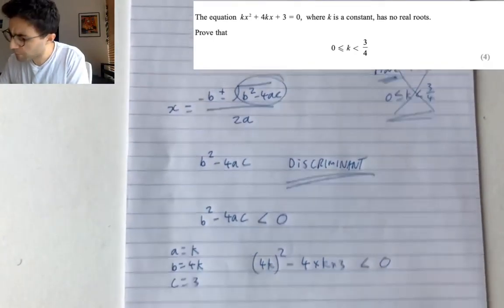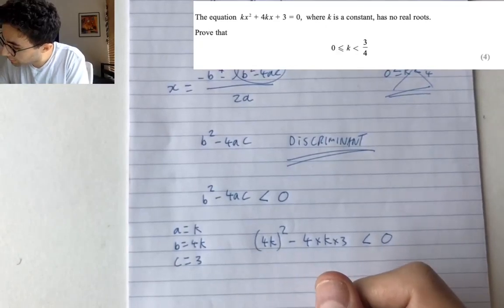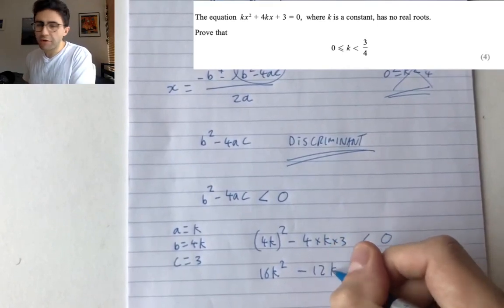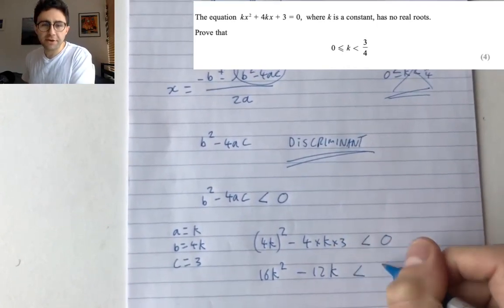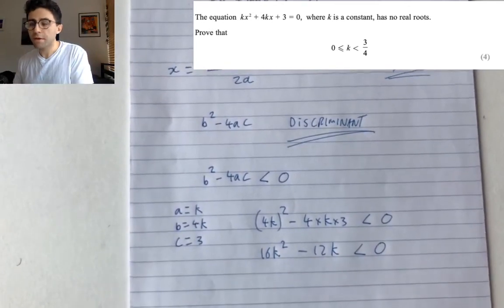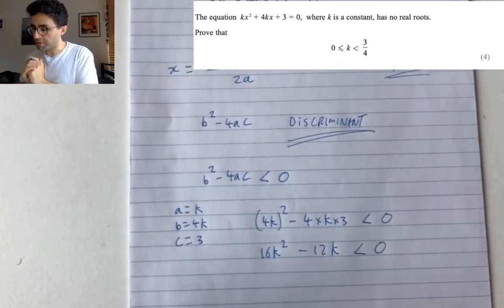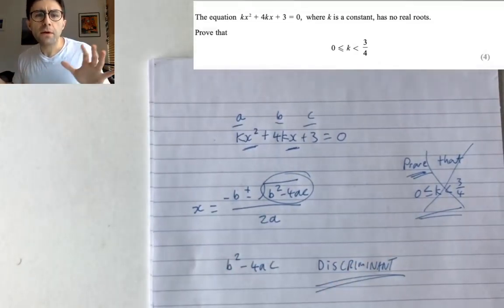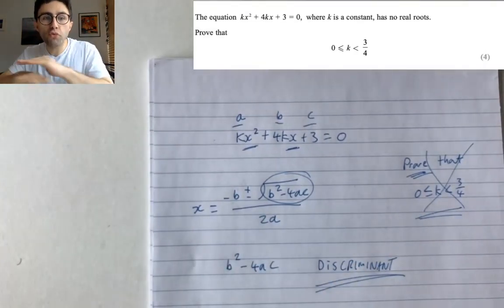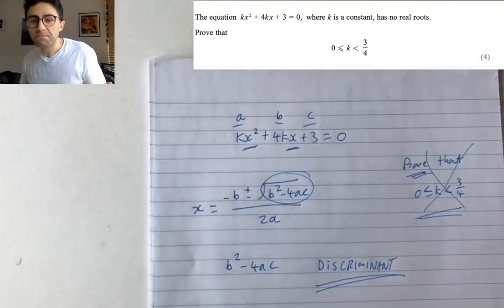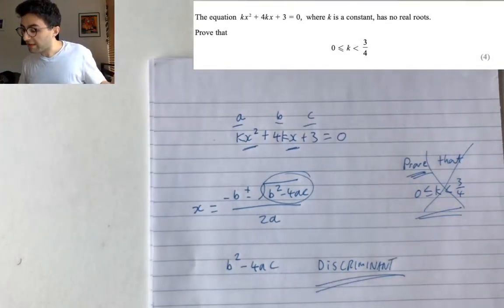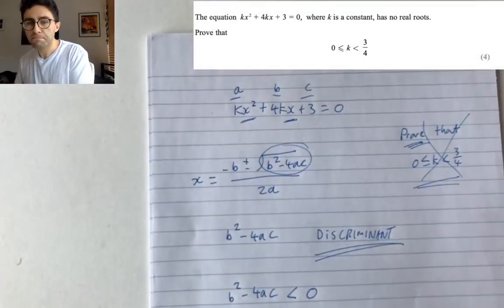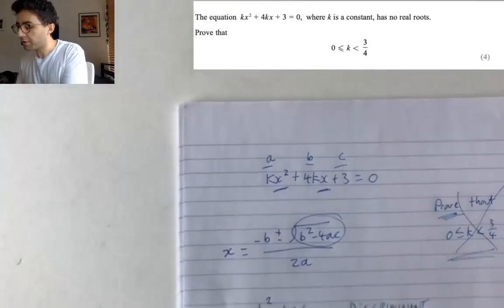Cracking on, 16k squared minus 12k is less than 0. Okay, and it's round about here, actually. So we've actually done the hard stuff. Maybe a mild recap before we go on. We were given an equation. It's a quadratic. There's some weird coefficients with k. They said, show that if k is in a certain range, there's no real roots. No real roots. Well, that means b squared minus 4ac is less than 0. ABC. Plug them in. We're here.